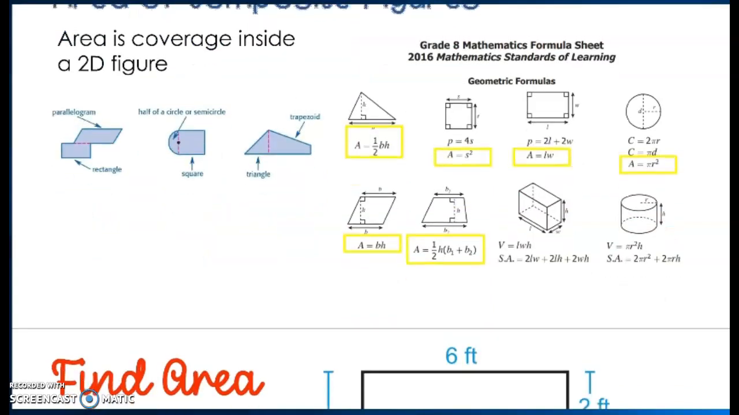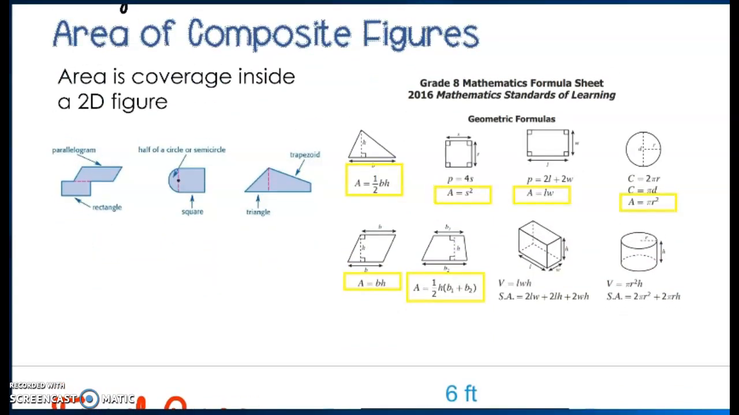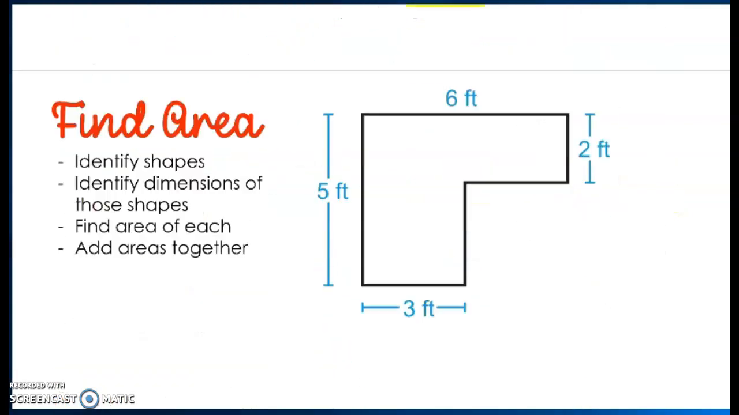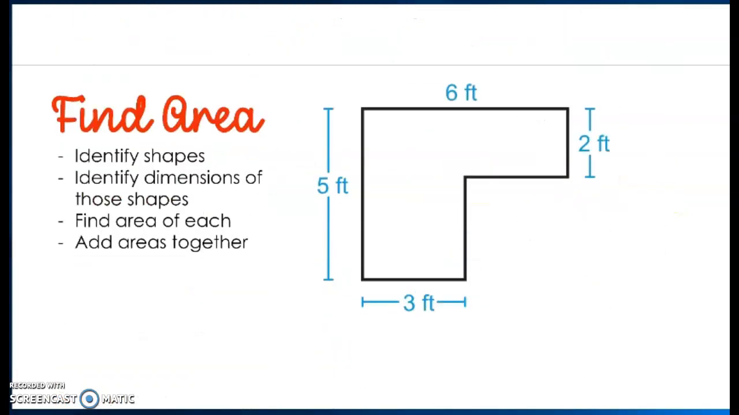Okay, so that's going to be the area form. We're only going to use the ones that say A equals because we're finding the area, right? So there's that part. All right, so the first thing you want to do when you're finding the areas is identify shapes and then what those dimensions are.